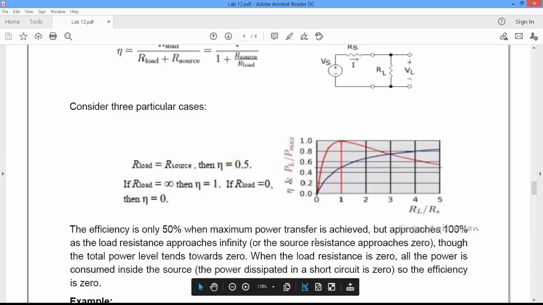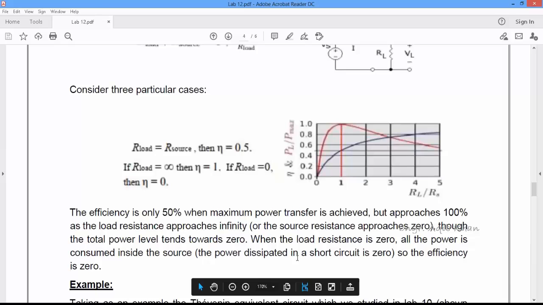But it approaches 100% as the load resistance approaches infinity, or the source resistance approaches 0. So the total power level tends towards 0 when the load resistance is 0. All the power is consumed inside the source. The power dissipated in a short circuit is 0, so the efficiency is 0.